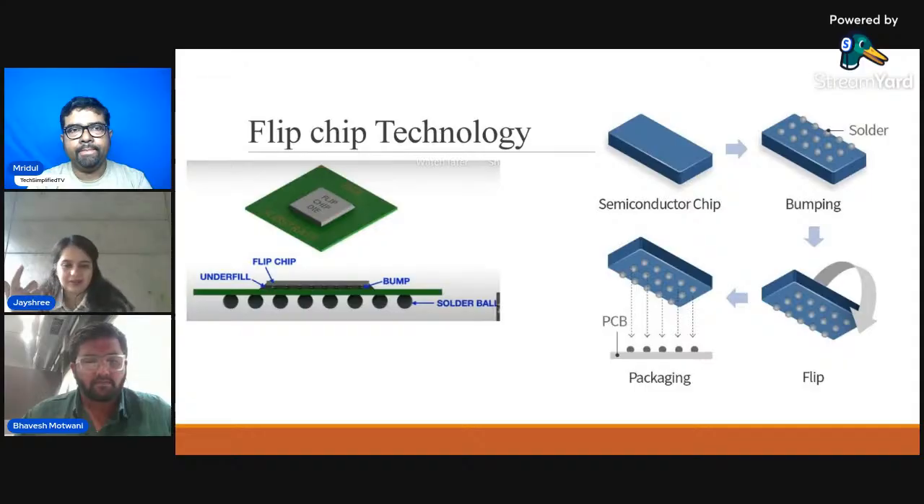So again, if any technology has pros, it will definitely have cons. The limitation is, yes, it's a more expensive process, and the equipment to create this technology is also expensive.